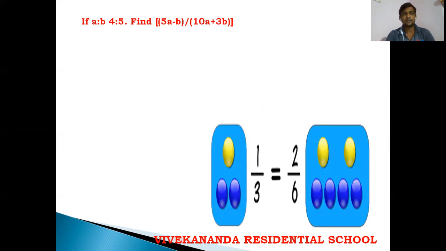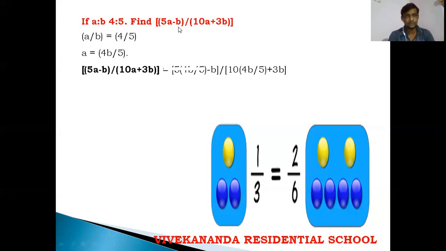So here we'll do some problems. If A is to B is equal to 4 is to 5, then find 5A minus B by 10A plus 3B. Then A is to B is equal to 4 is to 5. Then A by B is equal to 4 by 5. Then A is equal to 4B by 5. Then I am going to substitute A value as 4B by 5 in this expression.